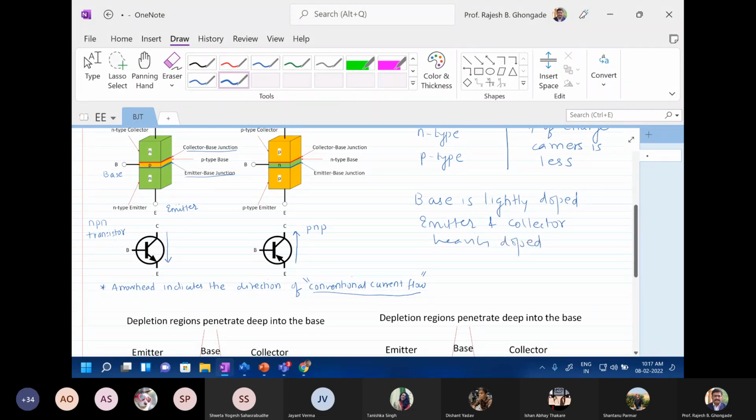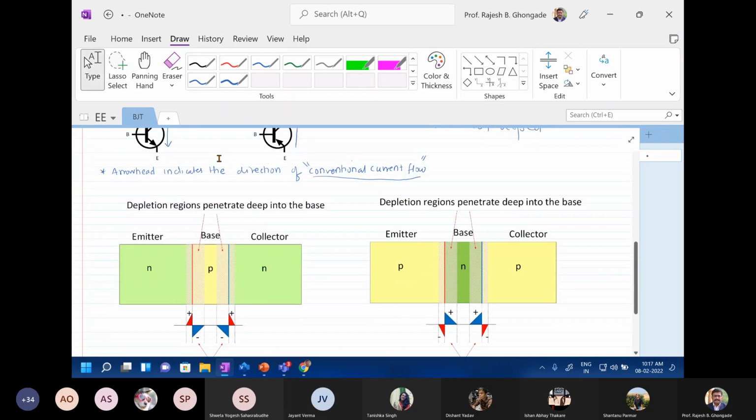Now this gives rise to one condition. What is that condition? If you have unequal doping, what will happen to the depletion region penetration? Guys, please respond. Sir, it will shift towards the lightly doped region. Yes, the depletion region extends more into the lightly doped regions.